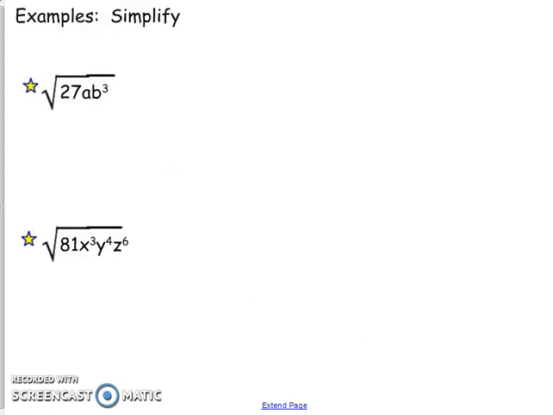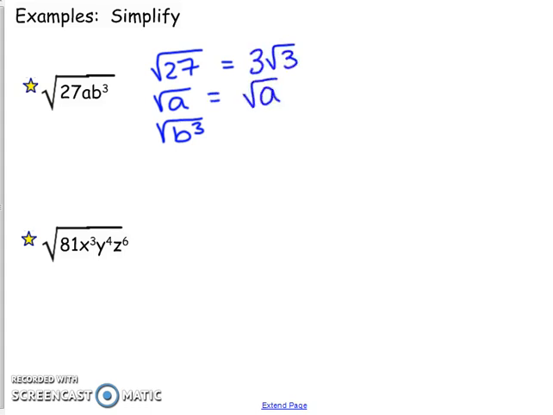Okay, so these ones get a little bit trickier. Again, same idea. Square root of 27, square root of a, square root of b cubed. So square root of 27 is 3 radical 3. You can use your trees to break that down. Square root of a is just going to stay square root of a. So if the exponent on the a, which is a 1, is less than your index, which is a 2, it's just going to stay the same. Square root of b cubed, we have to subtract 1, so 3 minus 1 would give us 2, and then divide that by 2, and that gives us b to the 1st on the outside with 1 b left over.